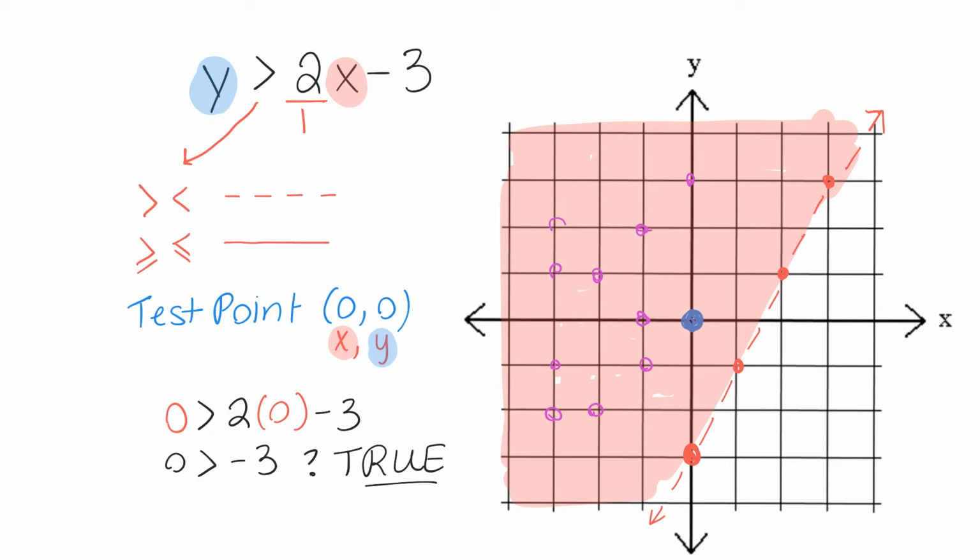If I plug in points on the other non-shaded side, it won't work. It'll give me something backwards, like 5 is greater than 10, which is not true. So only this side gives me true statements. Okay, let's look at another one.